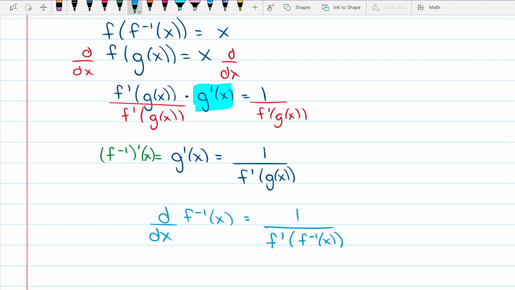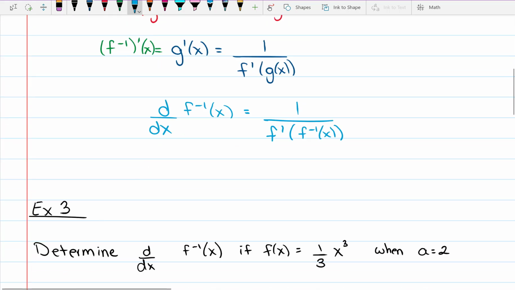What this means is, to find the derivative of the inverse, we don't actually need to find the inverse function and then take its derivative. All we have to do is find the derivative of the function and a point in the inverse. Okay, let's do an example to show what I mean by that.